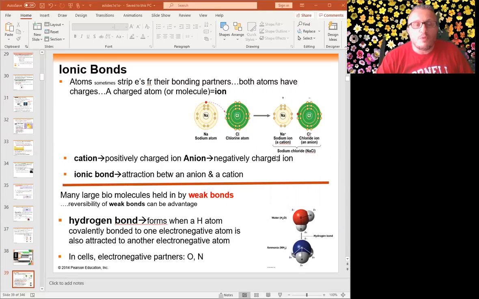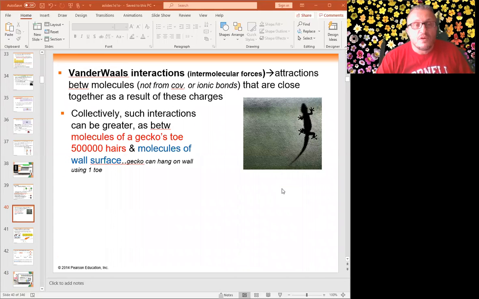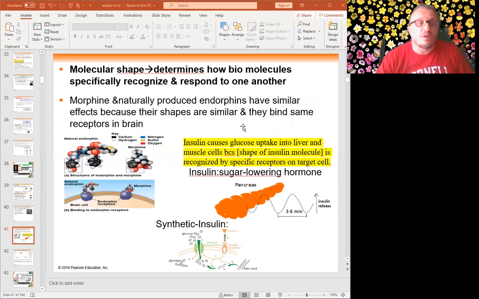A hydrogen bond is a very common bond, even though it's a weak bond. It forms when a hydrogen atom covalently bonded to an electronegative atom is also attracted to another electronegative atom. You can see here the dotted lines to the hydrogen atoms. Okay, van der Waals interactions are attractions between molecules. We see that in these geckos' toe hairs, around 500,000 hairs, that can actually let them walk on a surface by hanging on the wall using possibly just one toe.